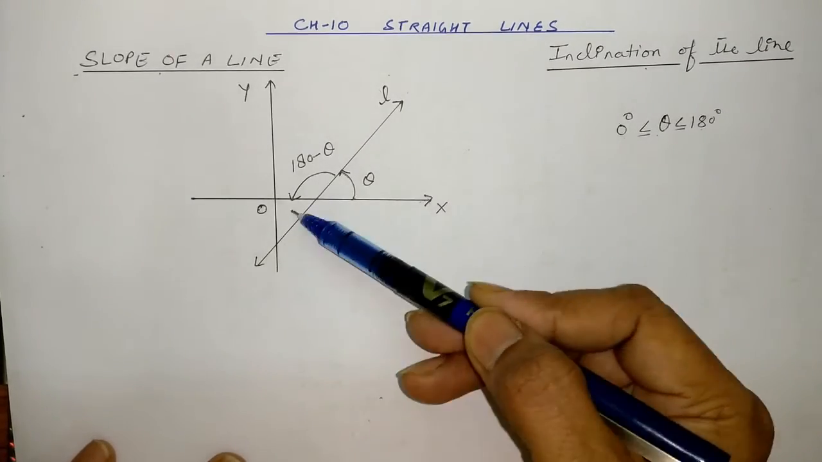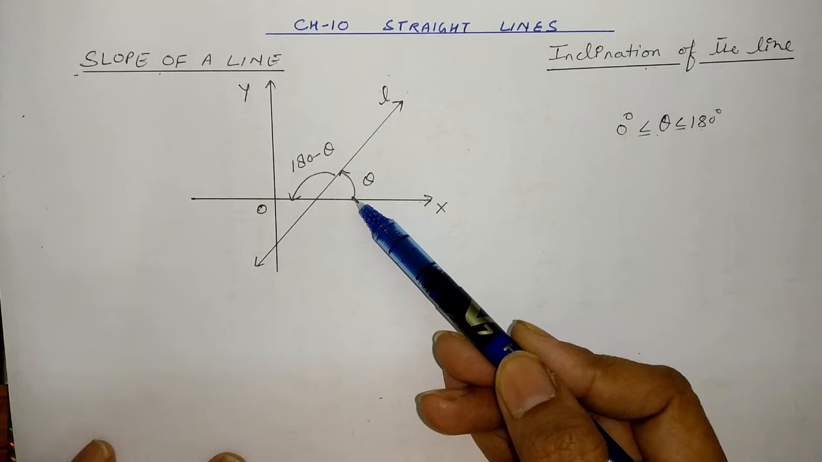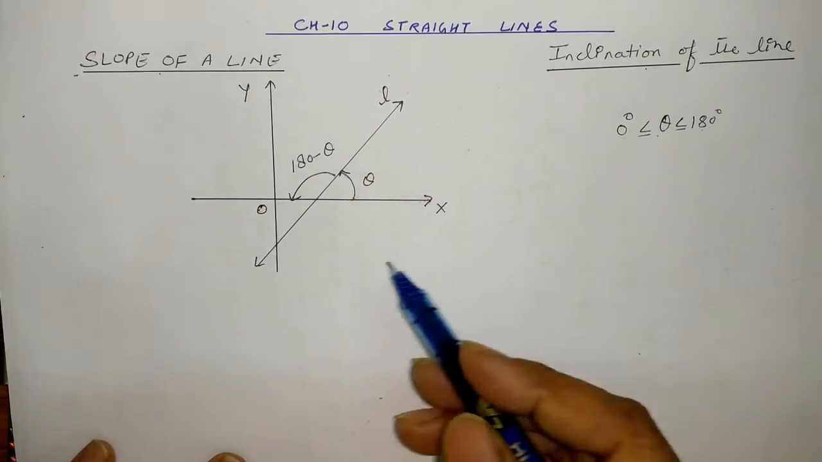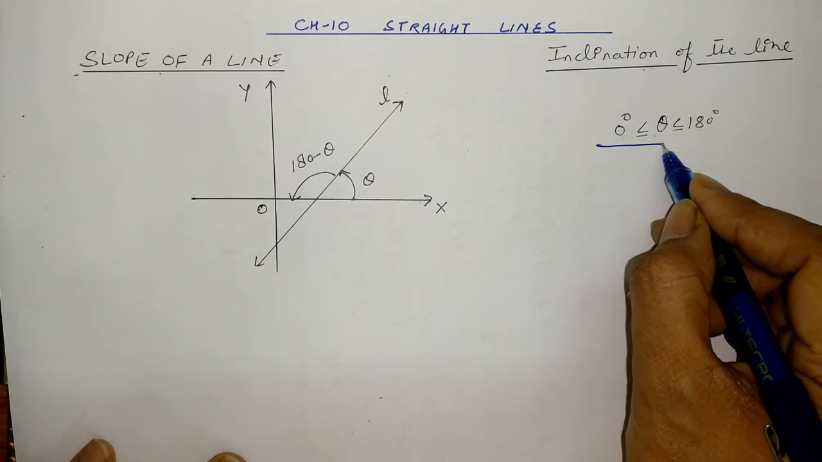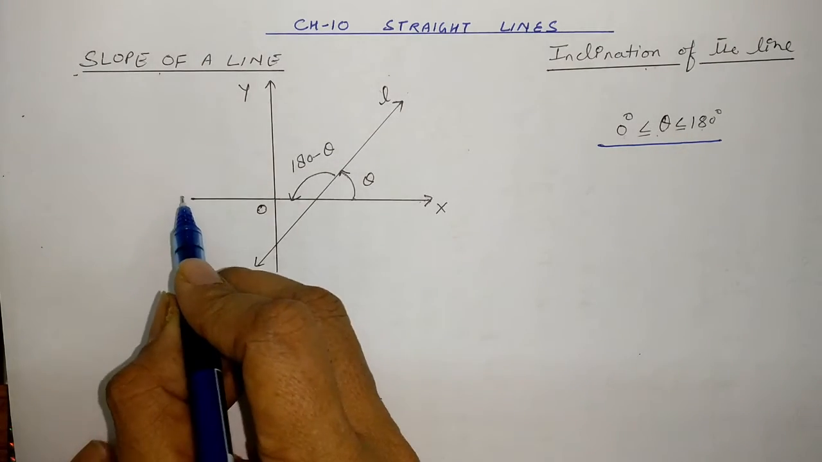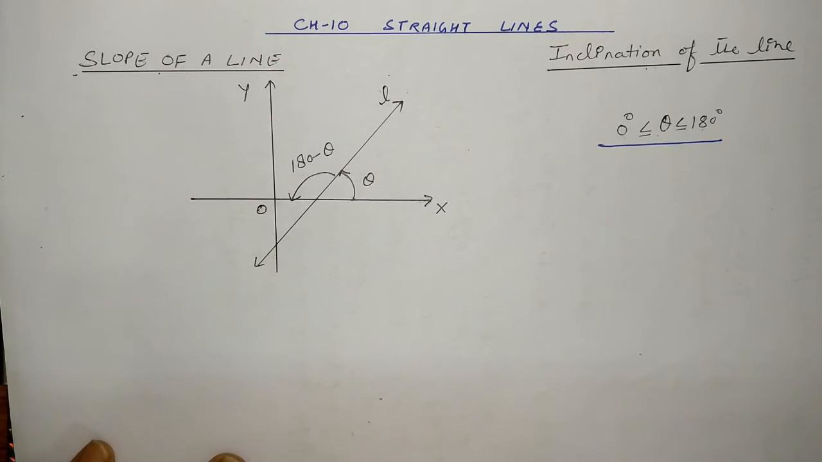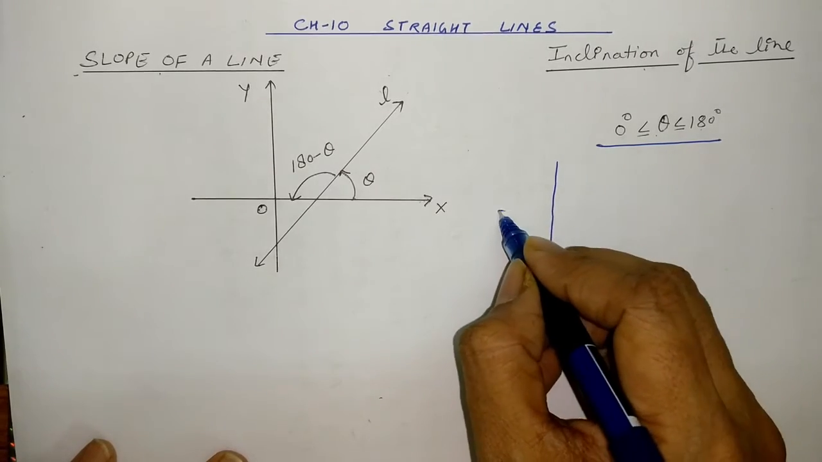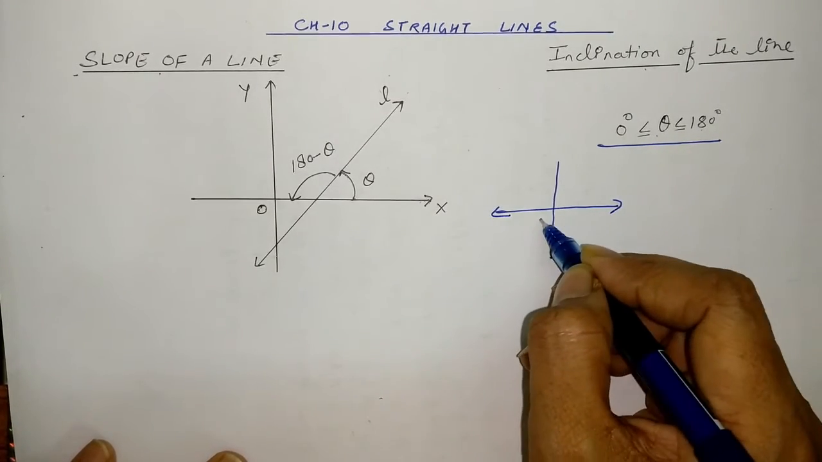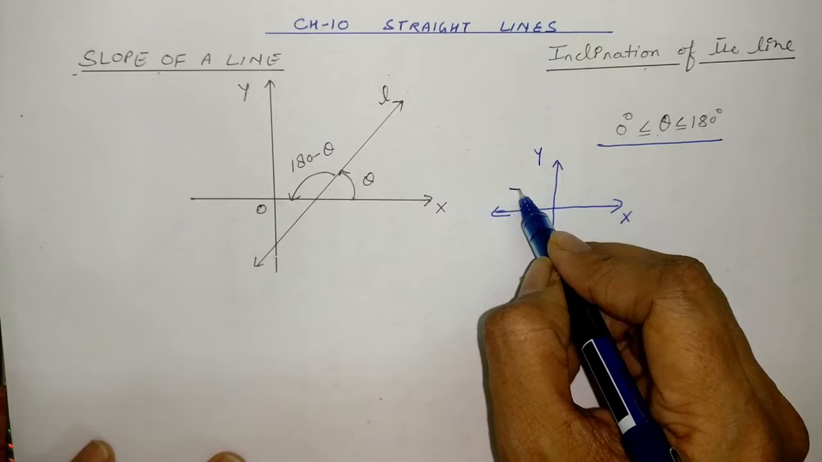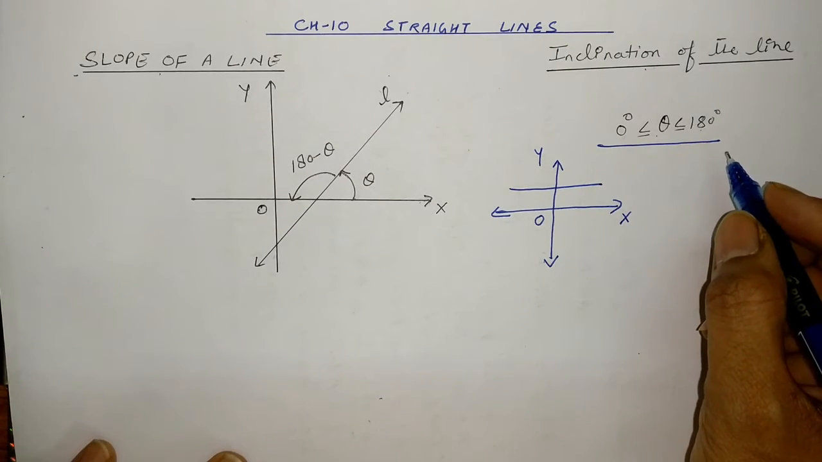Here you can see this is a line L, and when we measure the angle between the positive direction of the x-axis and the line, taken anti-clockwise, this is called the angle of inclination. The angle of inclination lies between 0 and 180. One important thing: if lines are parallel to the x-axis, what is going to be the angle of inclination? Here is a coordinate plane, O is the origin, this is x, y. The lines which are parallel to the x-axis will have an inclination of 0 degree.